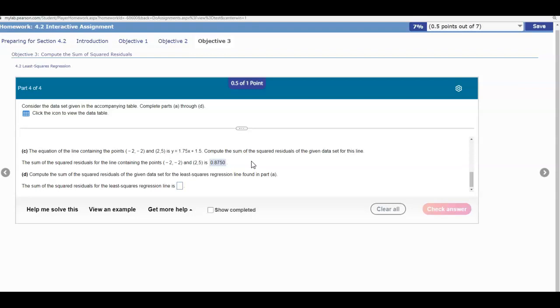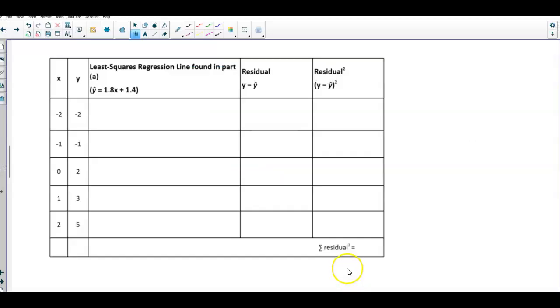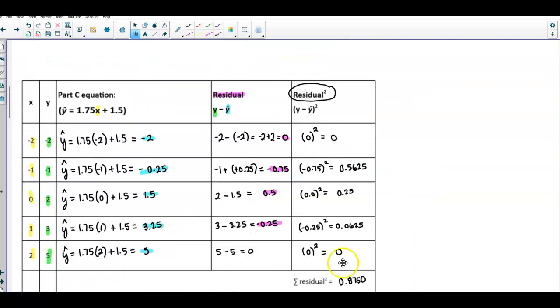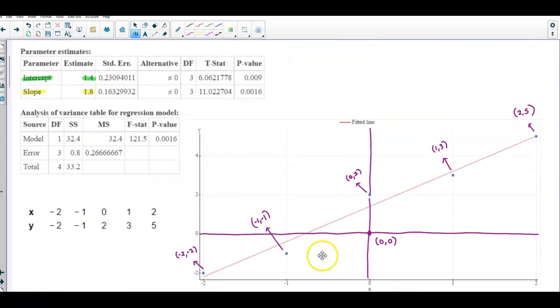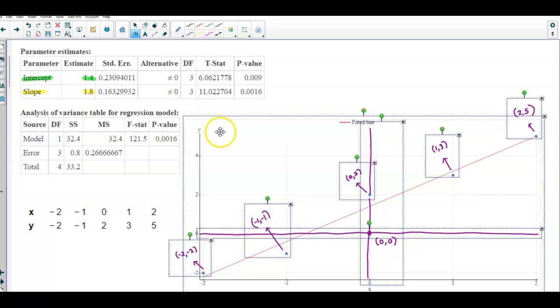Okay. Now what we want to do is it says compute the sum of the squared residuals of the given data for the least squares regression line that was found in part A. So let's go ahead and do that. Okay, now if you remember, here's our graph from part A. I'm going to copy this point here. So let me go ahead and copy this graph so we have all our information in here.